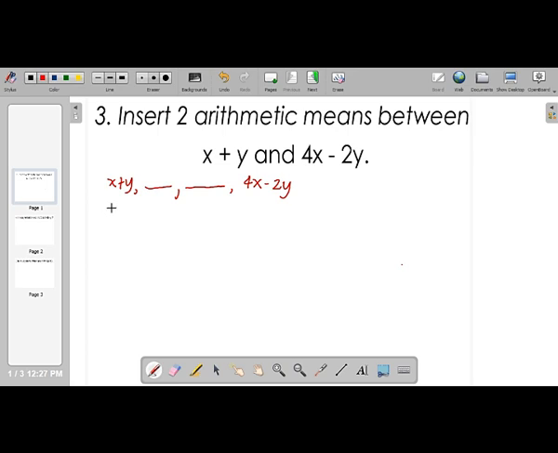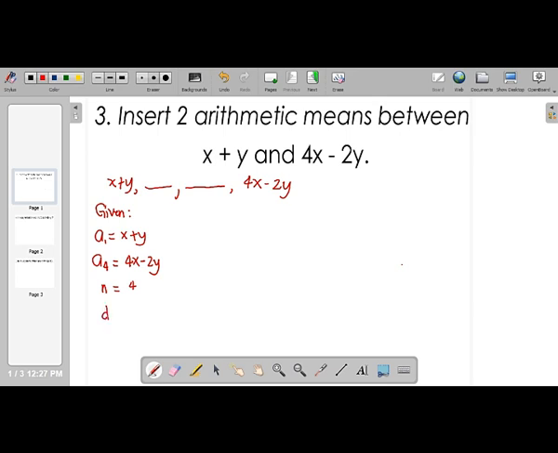First, we have to identify the given. Now, we have the first term, which is x plus y. Also, we have this term. What number term is it? That's 1, 2, 3, 4. That is the fourth term. So that should be our a sub 4, that's equal to 4x minus 2y. Now, since this is our last term, a sub 4, the fourth term, therefore, we're going to use n, which is equal to 4. So the n there is the subscript of your last term.